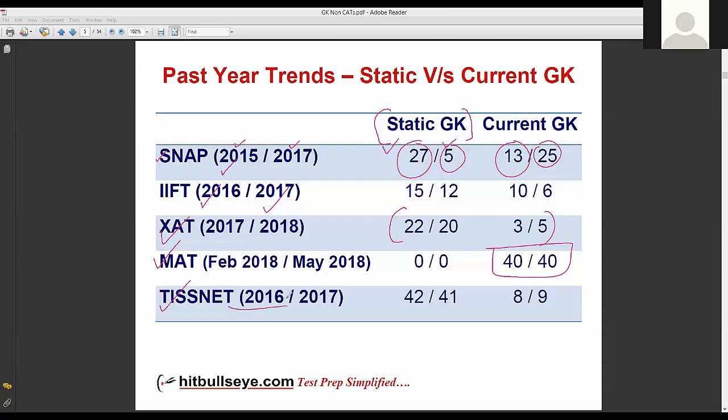Next is TISNET 2016, 2017. Again, TISNET, one of the most challenging general knowledge sections that you can come across. So again, more inclination towards static GK that we see.